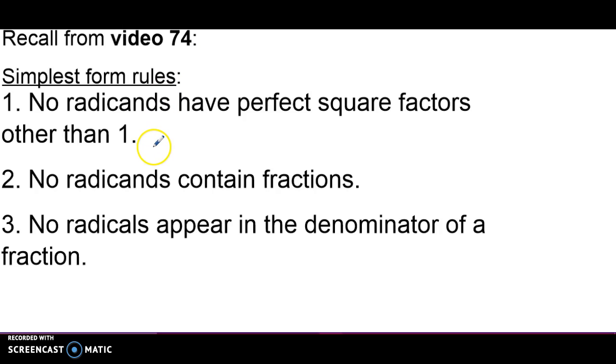First, what we focused on the other day was no radicands had perfect square factors other than 1. So that was just simplifying down our radical. Today, we're going to focus more on 2 and 3. 2 says that no radicands contain fractions, and 3 tells us that no radicals appear in the denominator of the fraction. So these are the two rules we're going to continue referring back to today.